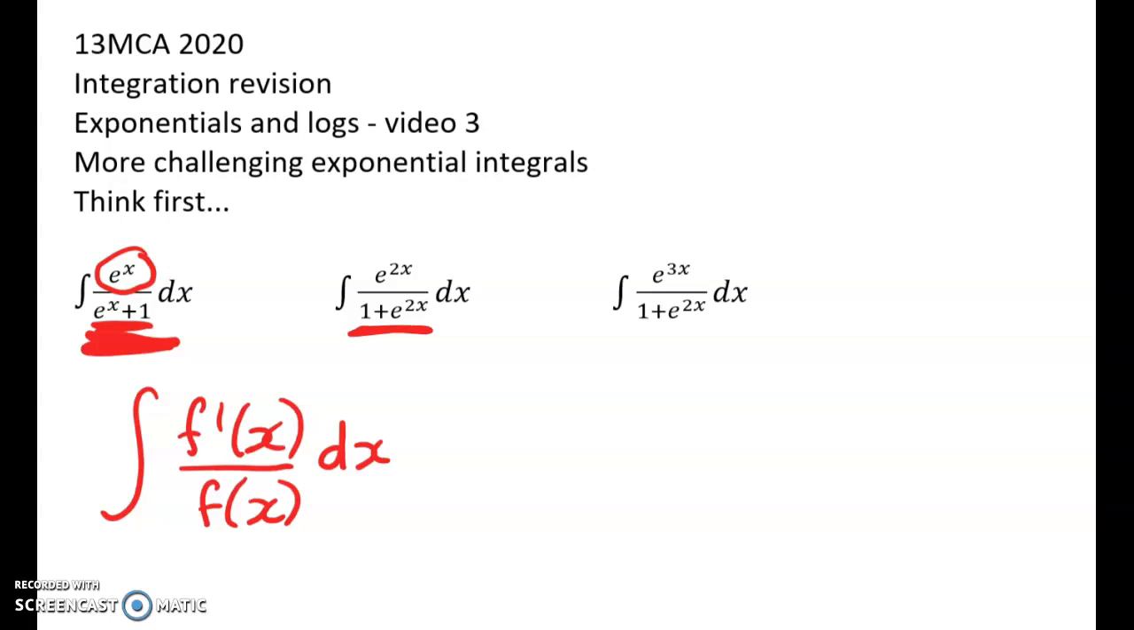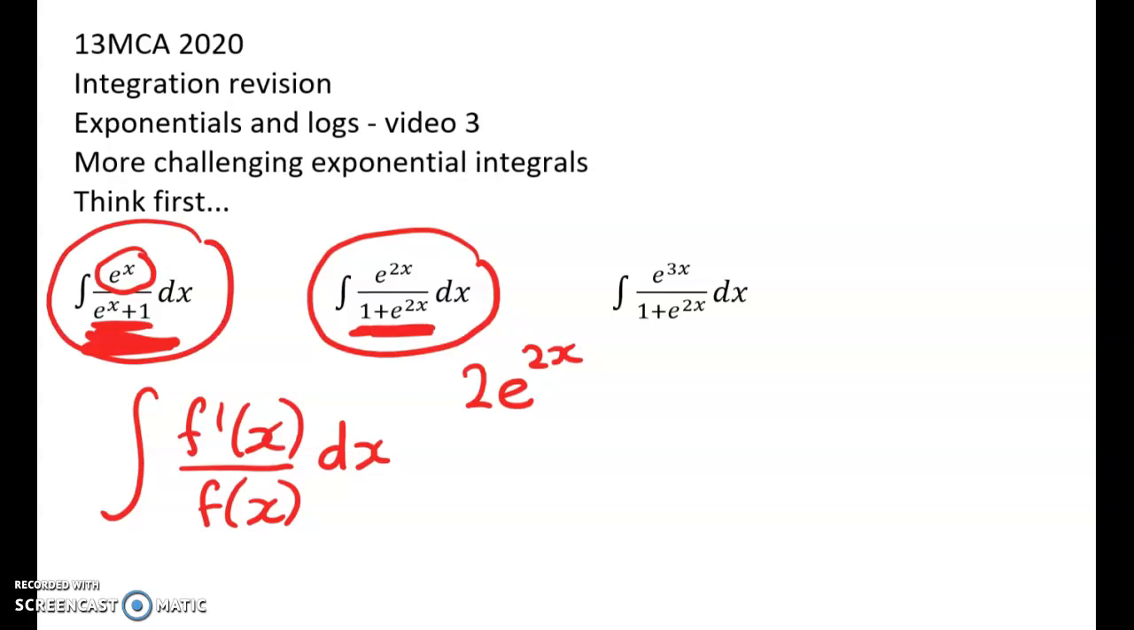Here, in the denominator, I've got 1 plus e to the power of 2x. So the derivative of that is 2e to the power of 2x. You can see that sitting in the top line. So these first two are probably achieved level 3 questions. They're really not very hard. This last one is interesting.